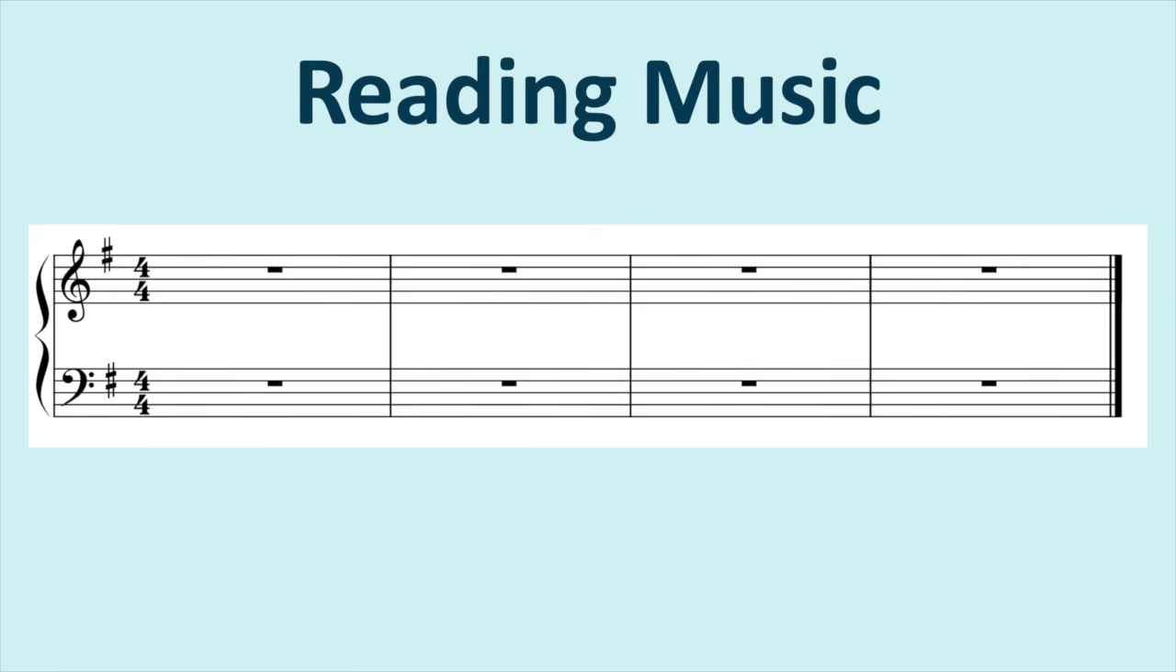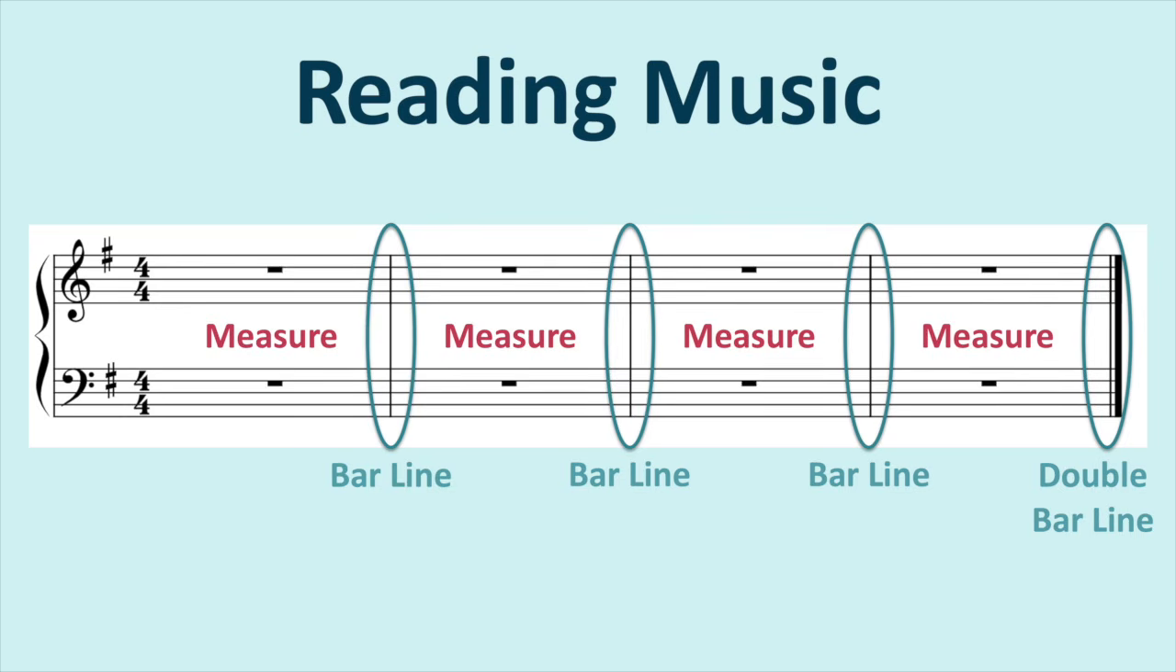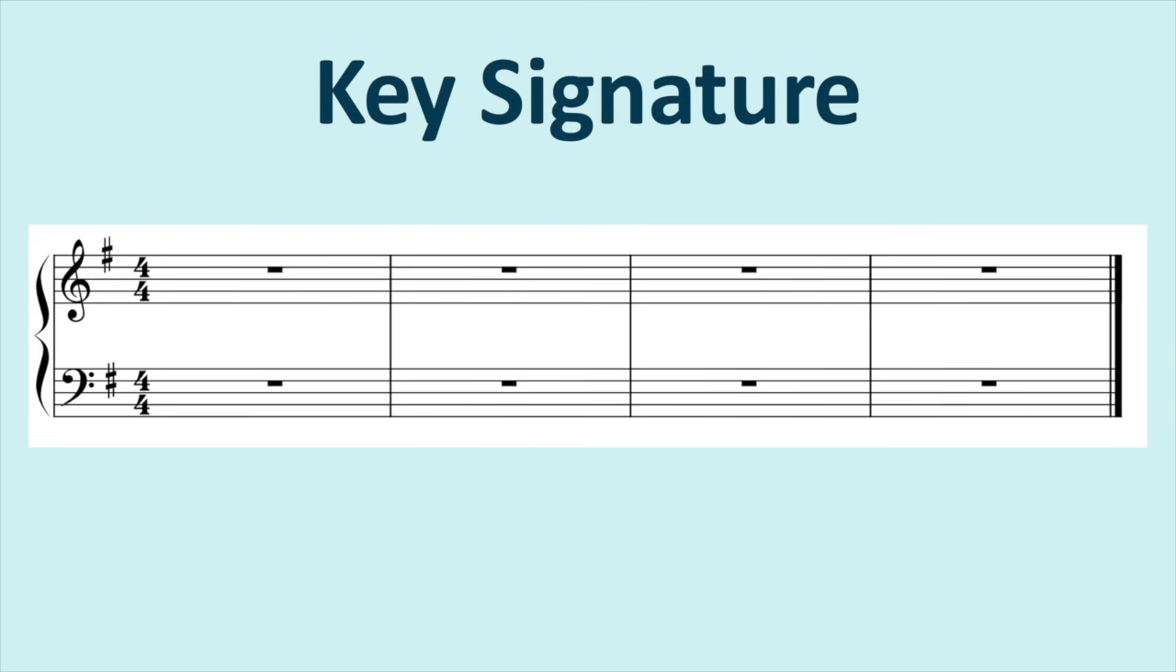To begin with, let's look at the lines on the staff. Besides the 5 horizontal lines, there are also vertical lines on the staff. These vertical lines are called bar lines. Bar lines divide the staff into short sections. The space between 2 bar lines is called a measure or a bar. Typically, measures are numbered in order to help us keep track of where we are whenever we are playing a song.